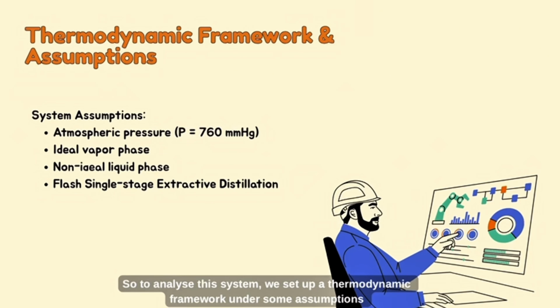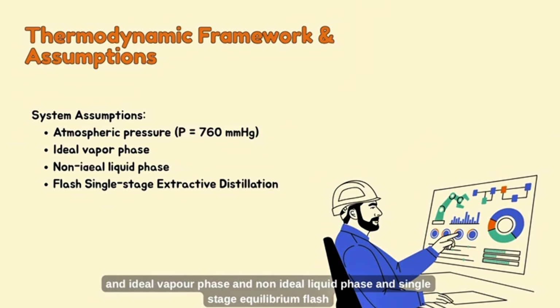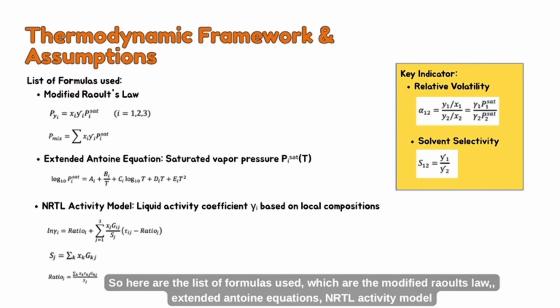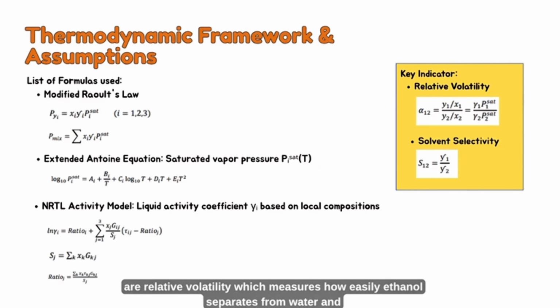To analyze this system, we set up a thermodynamic framework under some assumptions, which are atmospheric pressure at 760 mmHg, ideal vapor phase and non-ideal liquid phase, and a single stage equilibrium threshold. Here is the list of formulas used: modified Raoult's law, extended Antoine equation, NRTL activity model, and the two main indicators, which are relative volatility, which measures how easily ethanol separates from water, and solvent selectivity, measuring the ratio of ethanol to water in vapor.